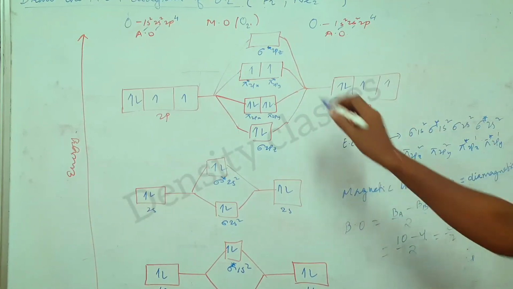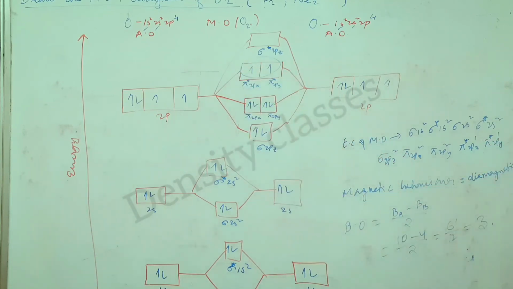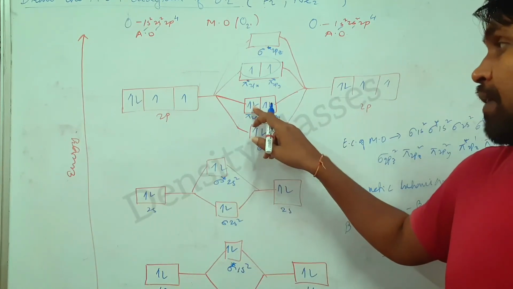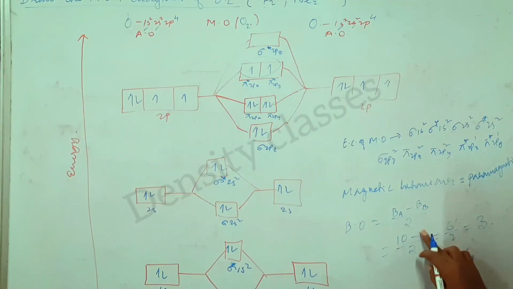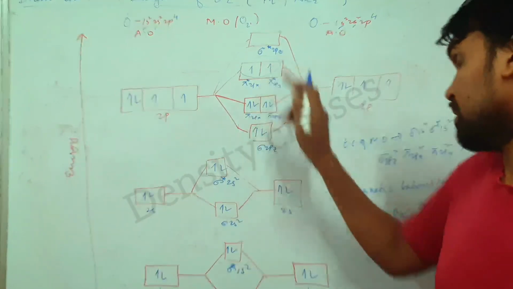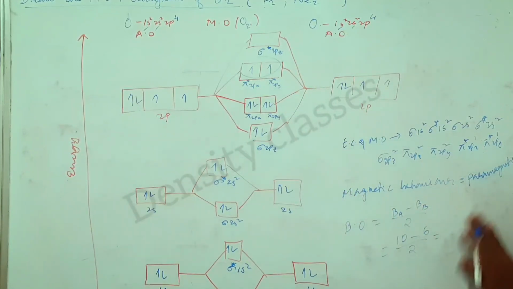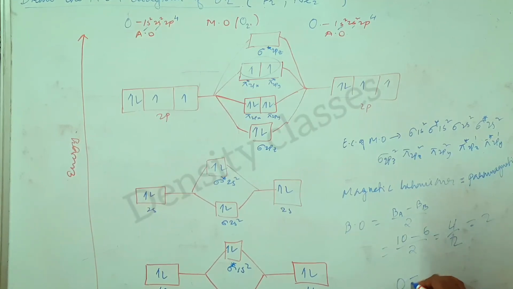Then magnetic behavior. As you can see here, there are unpaired electrons, so the magnetic behavior will not be diamagnetic. Here the magnetic behavior will be paramagnetic. Next, bond order. You see here the number of bonding electrons: 2, 4, 6 and 4, 10. The number of bonding electrons is 10. The number of anti-bonding is 2, 4, 6, so 6. So 10 minus 6 is 4, divided by 2, so it will be 2. That means one oxygen will form a double bond with the other oxygen atom. So this is the end of your MOT diagrams.